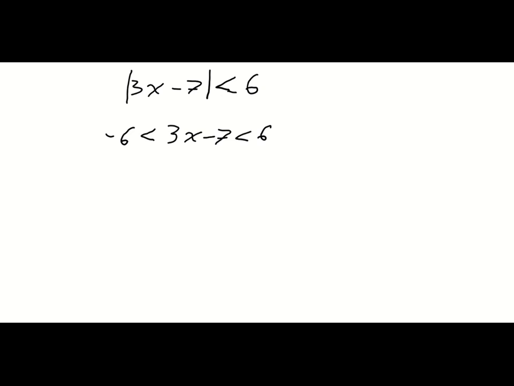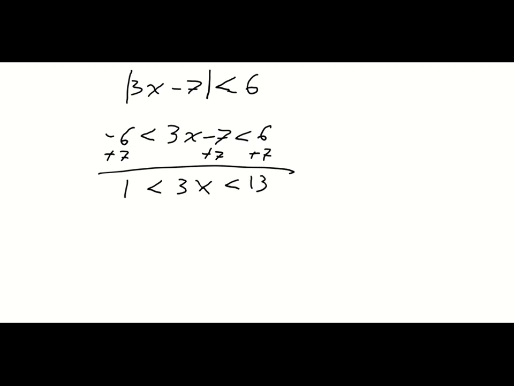So there we've created our double inequality. And then from there, we solve the double inequality. So trying to get the x alone in the middle, we want to move the minus 7. So we add 7 to all three parts. So we get 1 is less than 3x is less than 13.